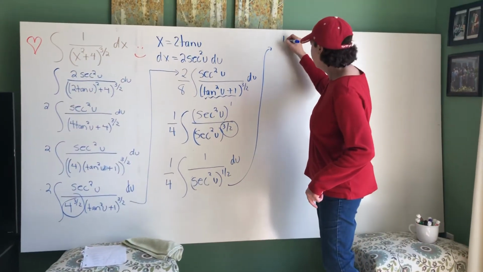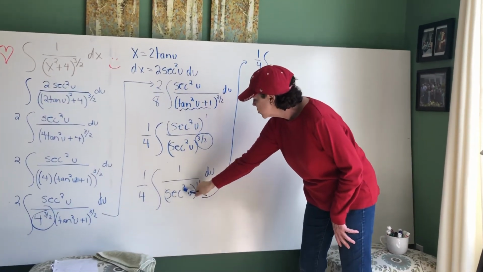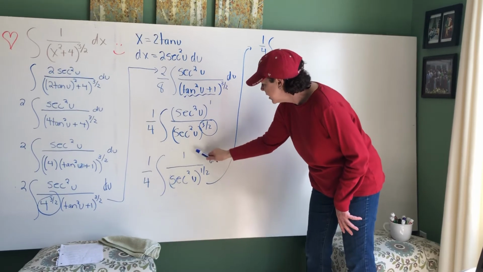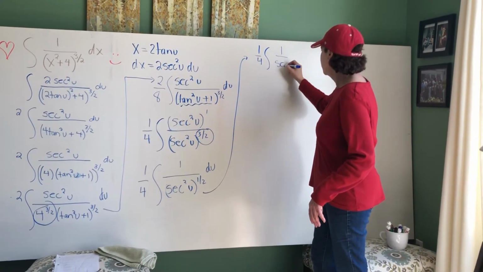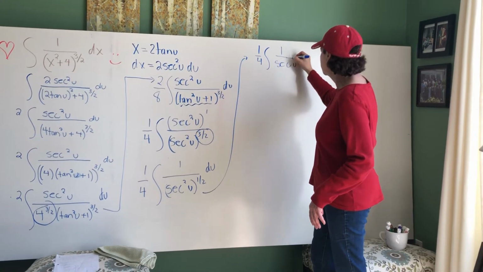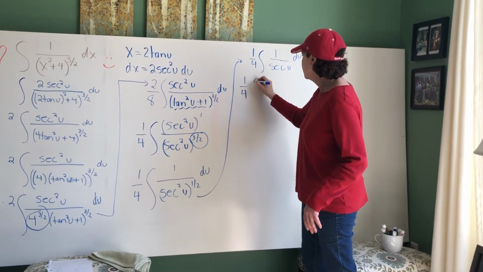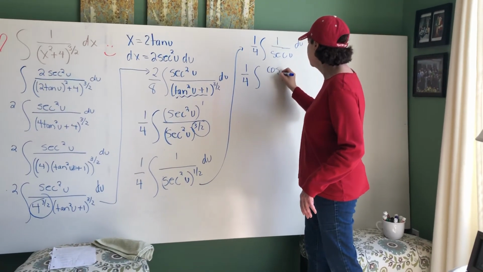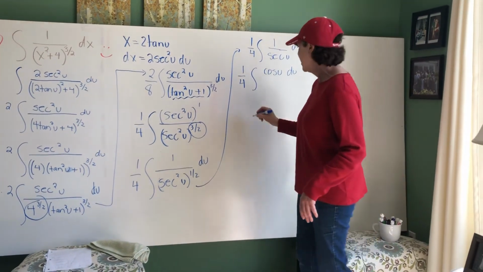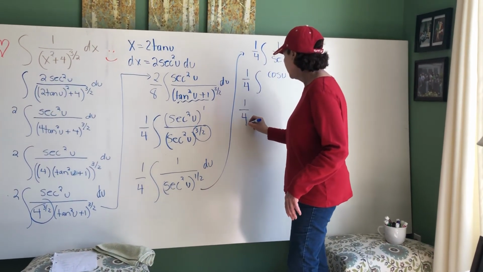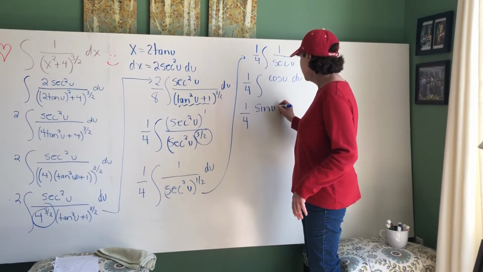Now when we come up, just bringing along that 1/4. And of course, here's squared, here's the square root, and so I have 1 over secant. Isn't that amazing? 1 over secant u, how nicely that's working out, du. And of course, the reciprocal of secant is cosine of u. Right? Now we know how to do this. This is 1/4. Of course, the integration of cosine of u is sine of u plus c.